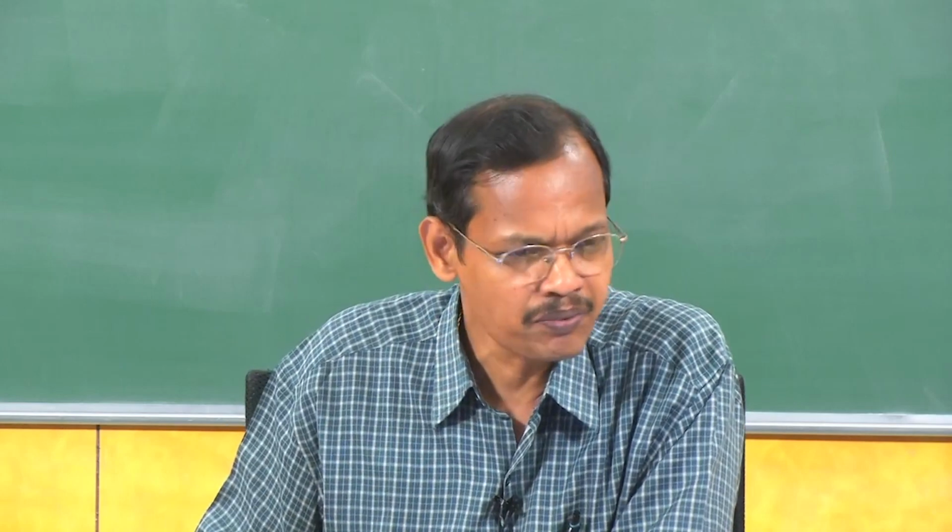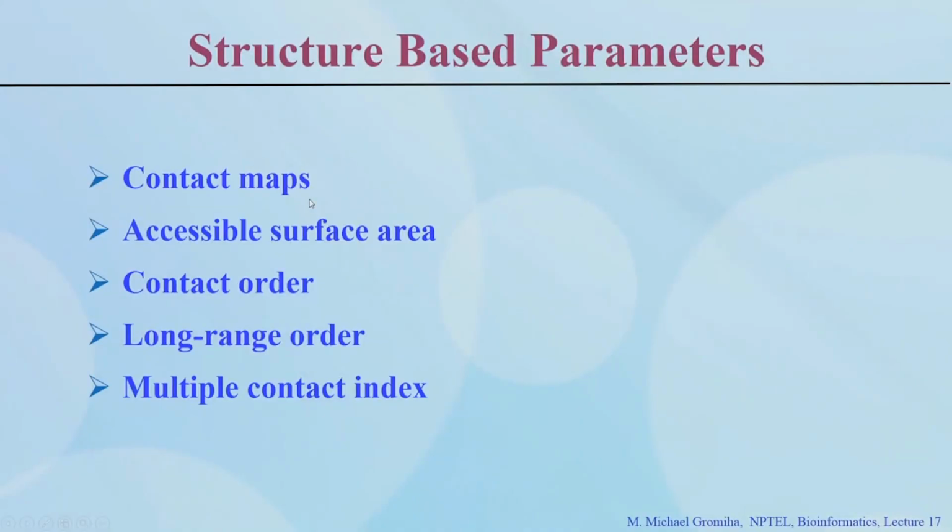For example, contact maps, which are the simplest we can construct from protein 3D structures, and accessible surface area, and contact order, depending upon how two residues are in contact in protein structures, and long range order, depending upon contacts which are close in space but far apart at the sequence level, and in some cases some residues have a larger number of contacts.